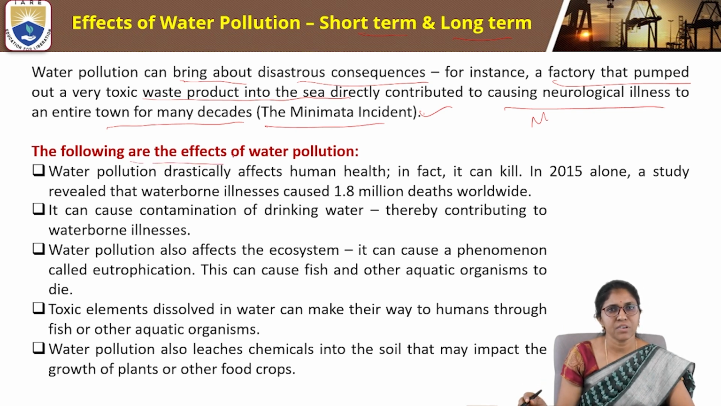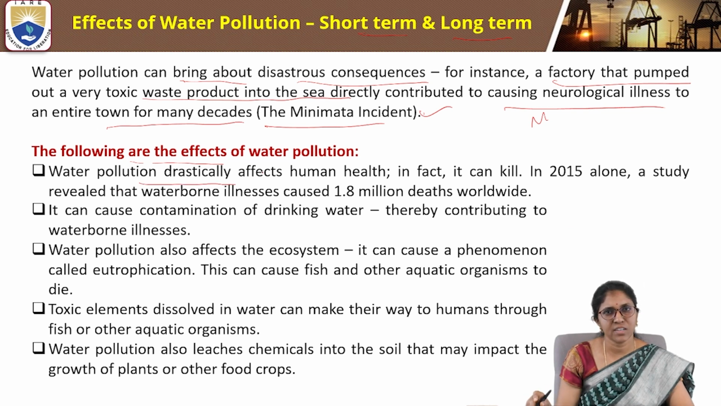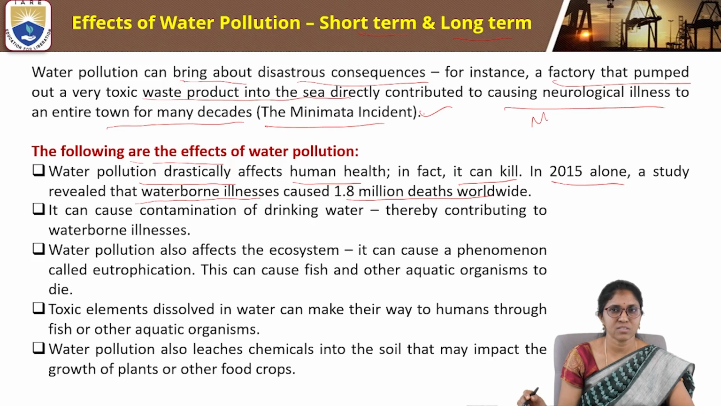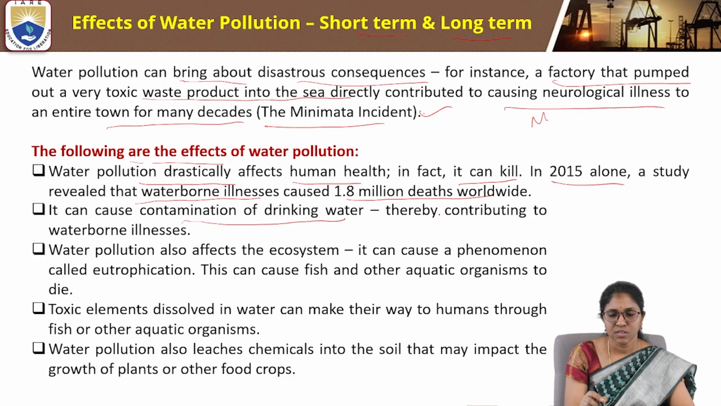The following are the effects of water pollution. Water pollution drastically affects human health. In fact, it can kill. In 2015 alone, a study revealed that waterborne illness caused 1.8 million deaths worldwide. Contamination of drinking water contributes to waterborne illness.